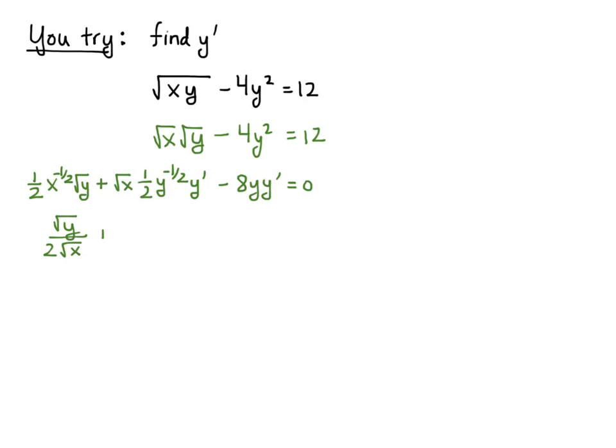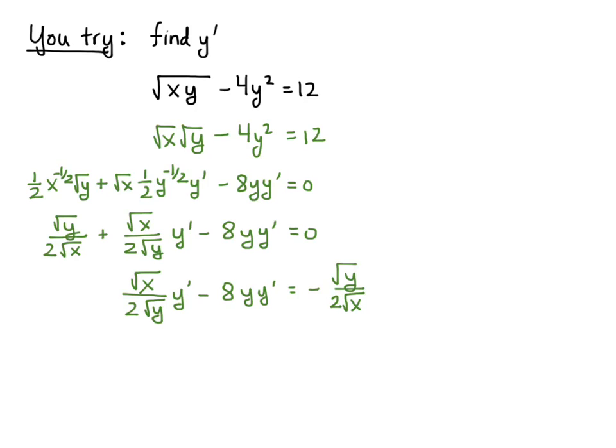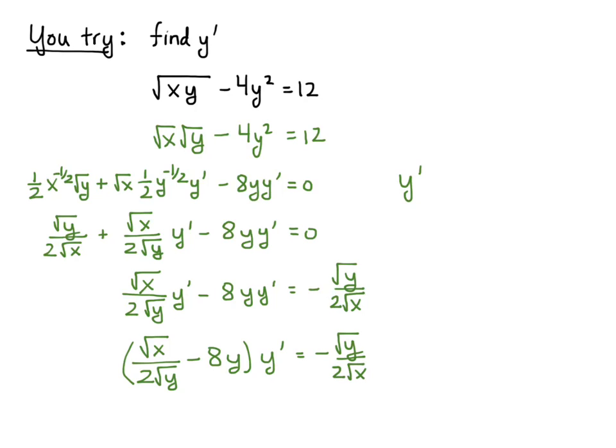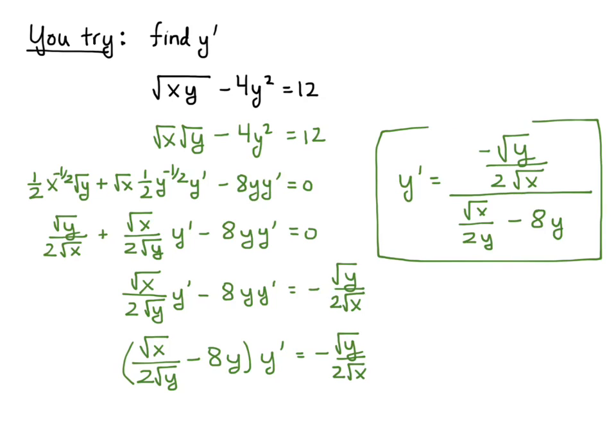So I'm going to rewrite it all with square root signs. You may choose to do this a different way, or put it all into fractional exponents. That's okay. But I'm going to move that first term that doesn't include a y prime to the other side. And now with this expression, I'm going to factor out the y prime. And then I'm going to divide both sides. So I get my answer that looks like this.